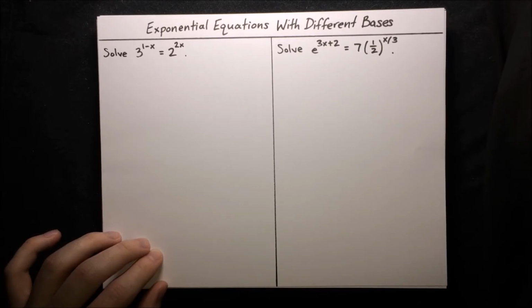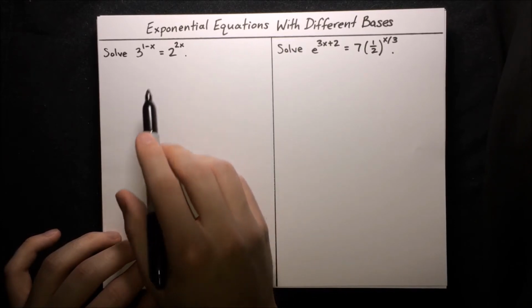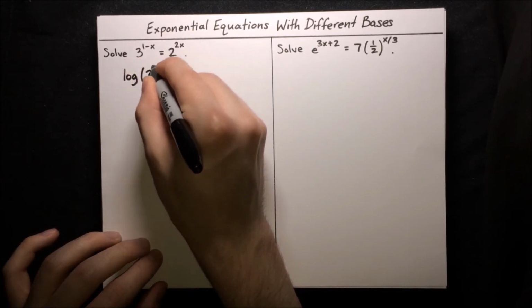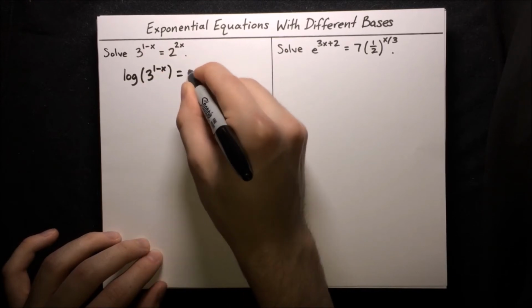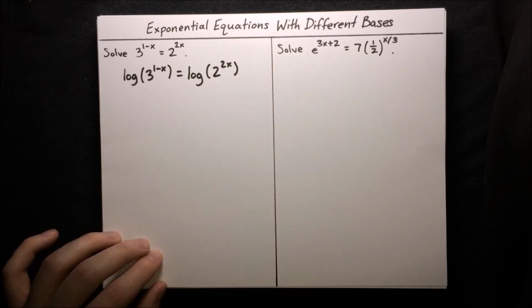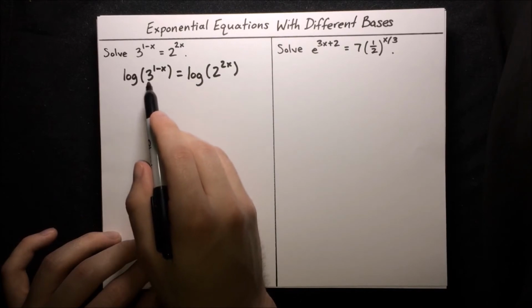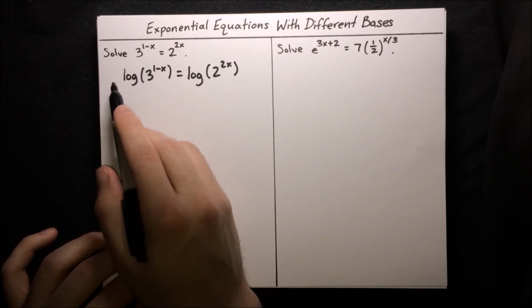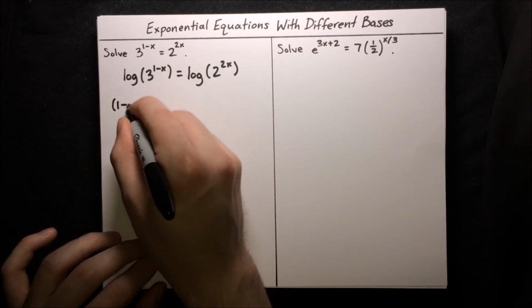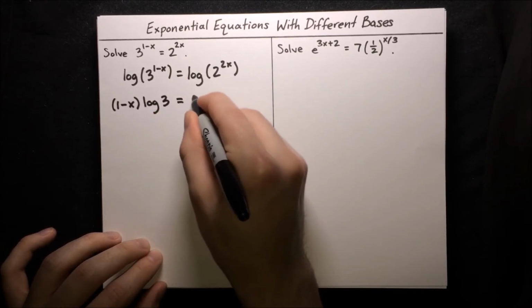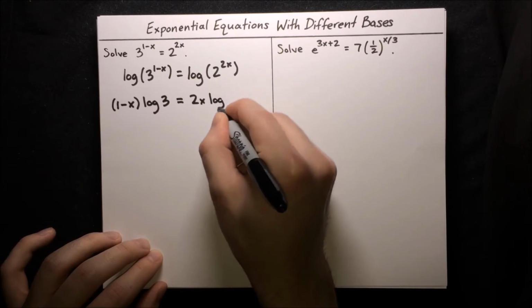Well, what we can do is we can apply logarithm to both sides, and that'll bring those exponents down. So we'll write logarithm of 3 to the 1 minus x is equal to logarithm of 2 to the 2x. And now we can go ahead and apply our logarithm rules. We know that the logarithm of an exponentiated expression, we can go ahead and bring out that exponent in front of the log, so it's multiplying the log. So 1 minus x log 3 is equal to 2x log 2.